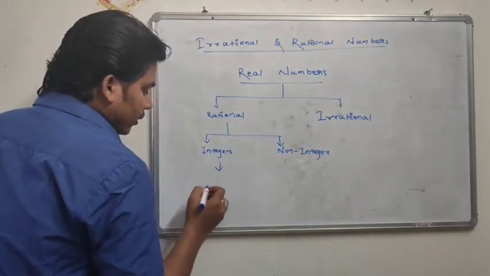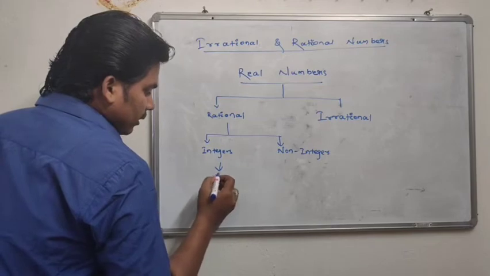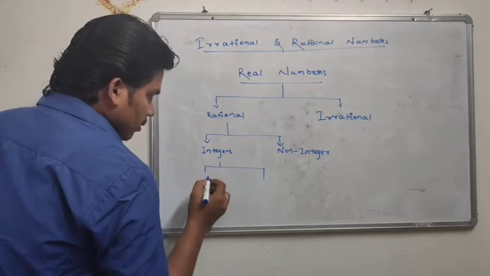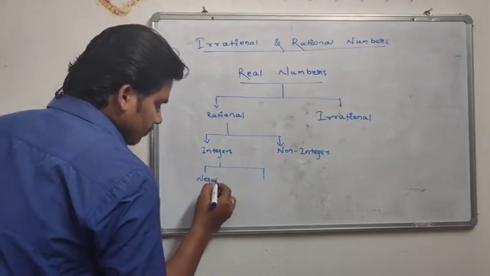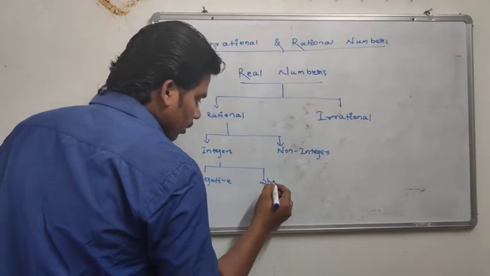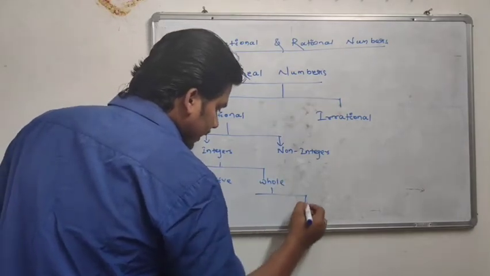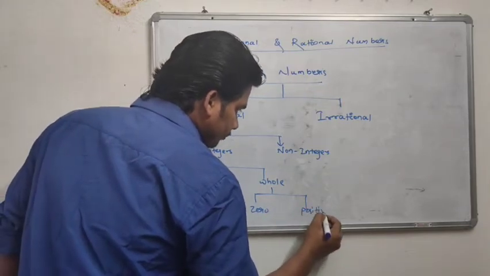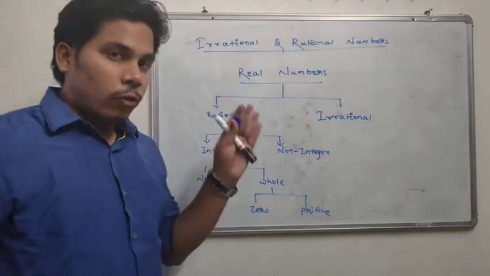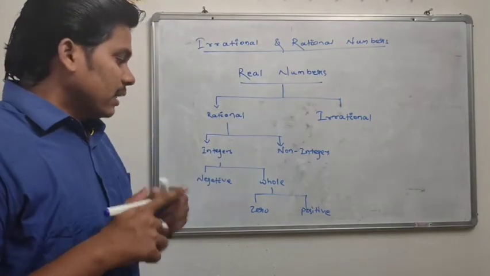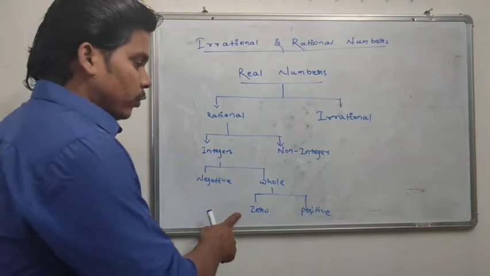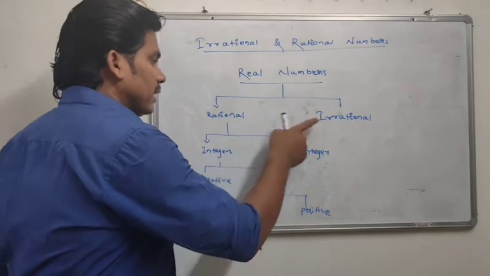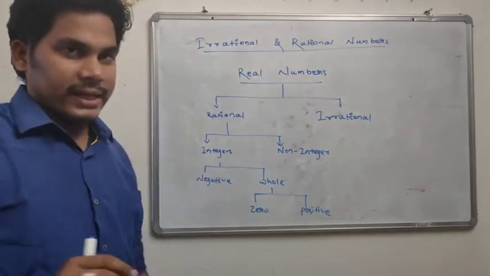The integers are again divided into two parts. One is the negative integers, and another one is the whole numbers. The whole numbers are again divided into two parts. One is 0, another one is the positive integers. This we can say is the flow chart of the real numbers, meaning 0, positive numbers, negative numbers, integers, non-integers, irrational numbers, all contribute to the real numbers.